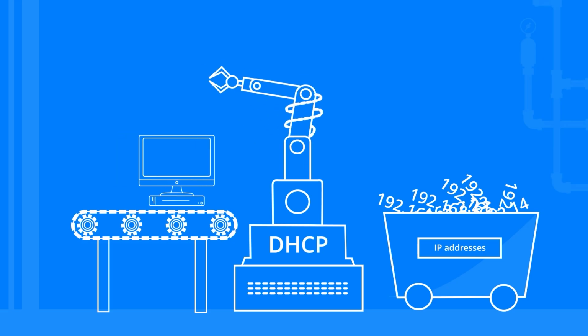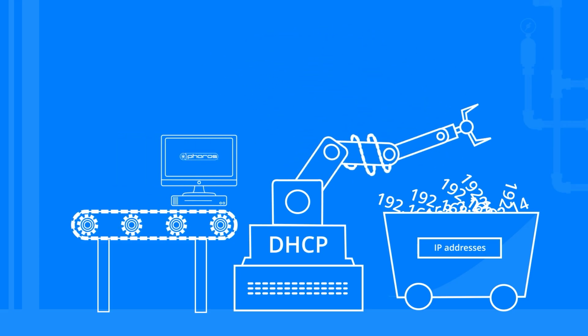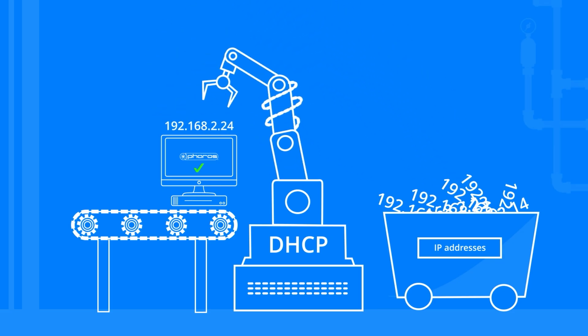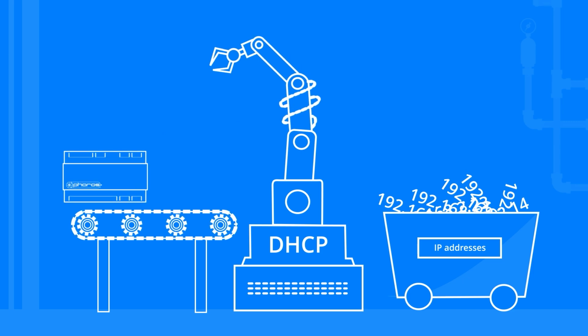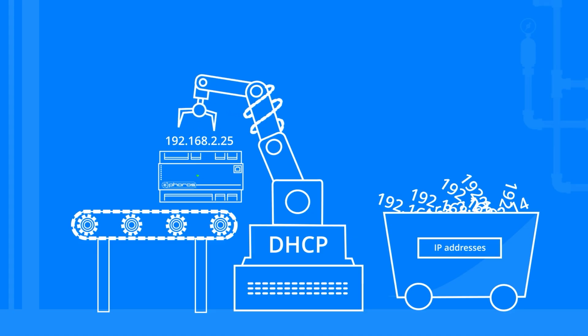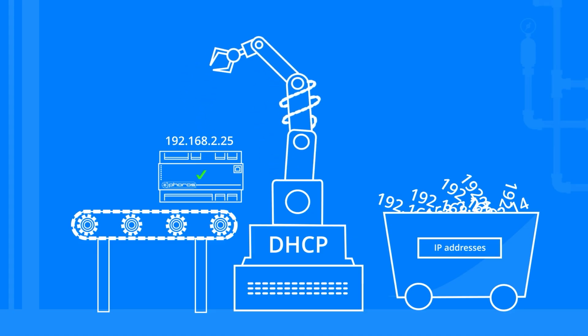The Dynamic Host Configuration Protocol, or DHCP, helps to simplify networks, particularly those where devices leave and join the network frequently, by automatically assigning available host IDs to devices. This job is done by a DHCP server, which is usually included in the router.